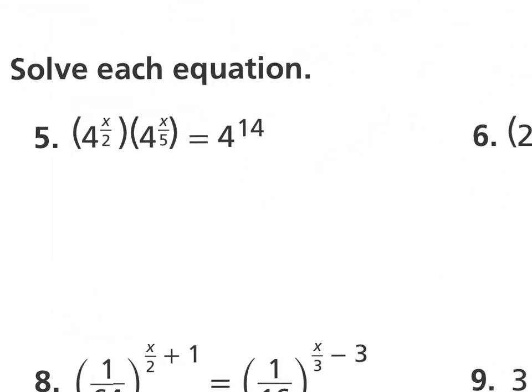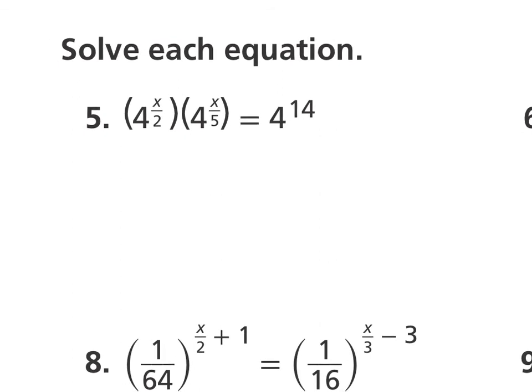So, solve each equation. Here, I'll do this in a different color because I'm tired of red. I've got 4 to the x over 2 and 4 to the x over 5, and 4 to the 14th. So I know that the product of powers rule tells me that this is the same thing as 4 to the x over 2 plus x over 5 equals 4 to the 14th power.